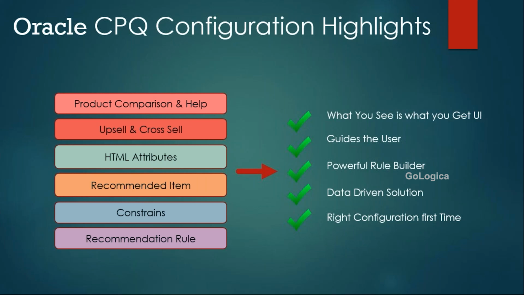What you configure is what you're going to get in the quotation process, and it helps to guide the user. If you don't know the end product but you know the requirement, the system is there to guide the people or the sales agent to configure a perfect product for the customer. And we have a powerful rule builder, with which, using different sets of rules, we can build a huge system for the user.